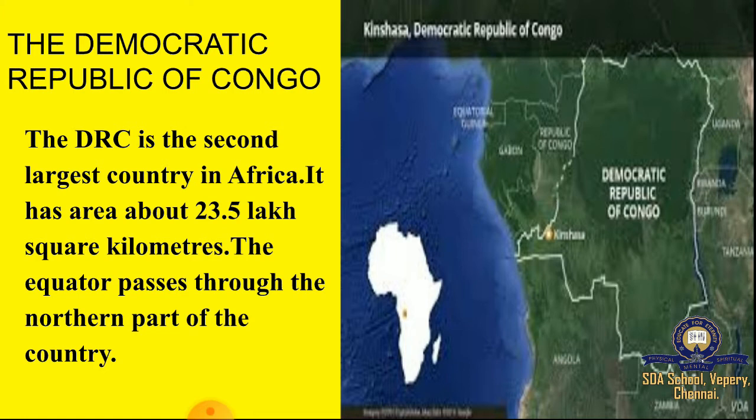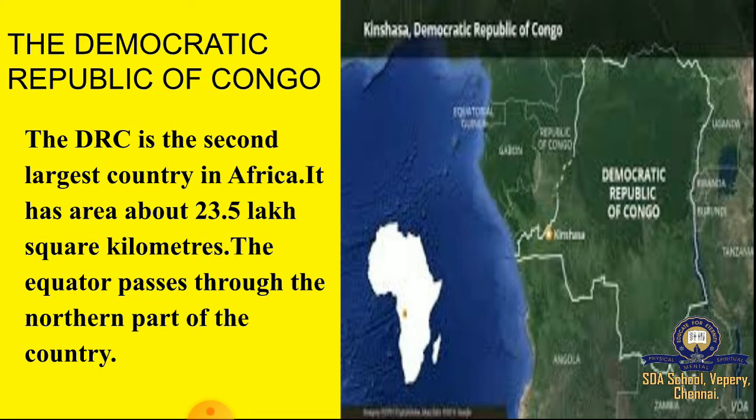The short form of Democratic Republic of Congo is DRC. The DRC is the second largest country in Africa. Note this point. It has an area of about 23.5 lakh square kilometers.